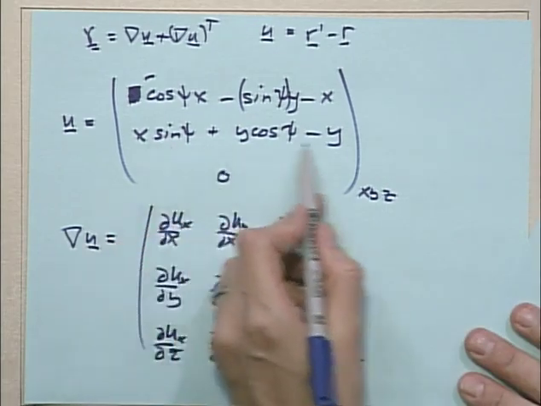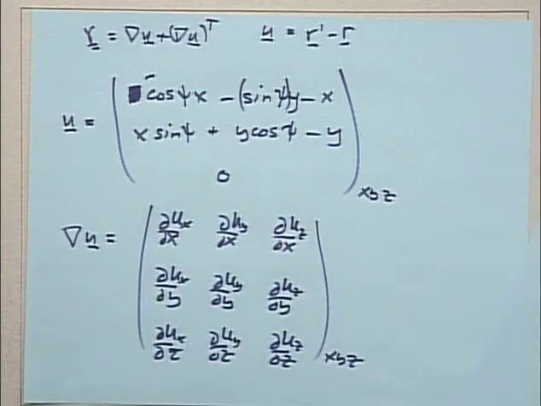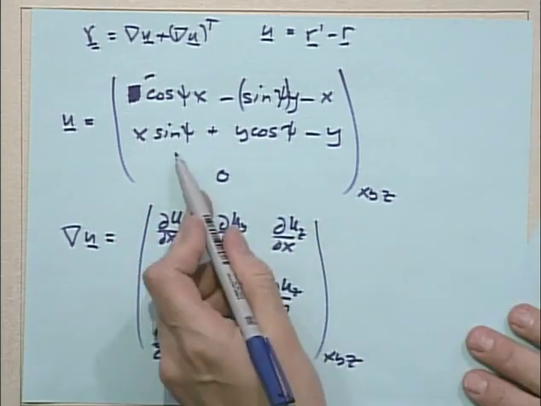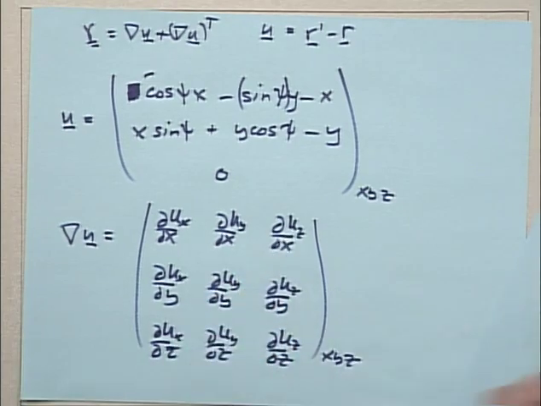The derivative, this is uy. The derivative with respect to x is sine psi. The derivative with respect to y is cosine psi minus 1. And the derivative with respect to z is 0. And uz is 0.